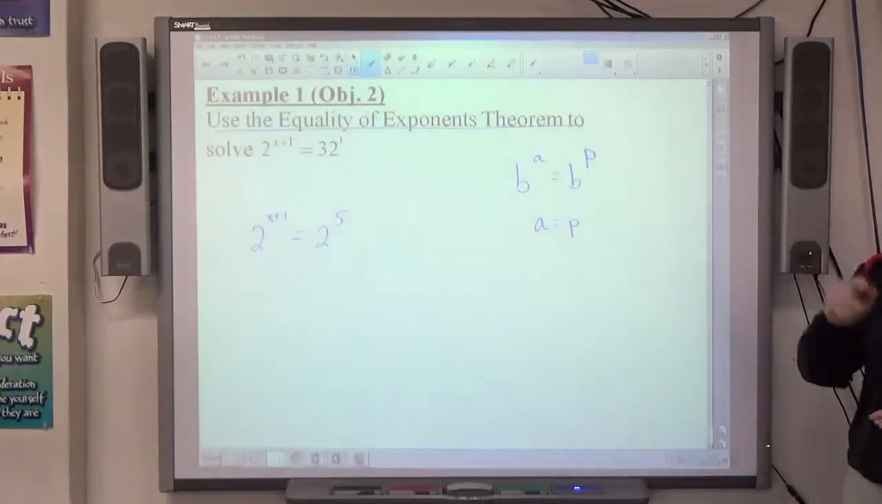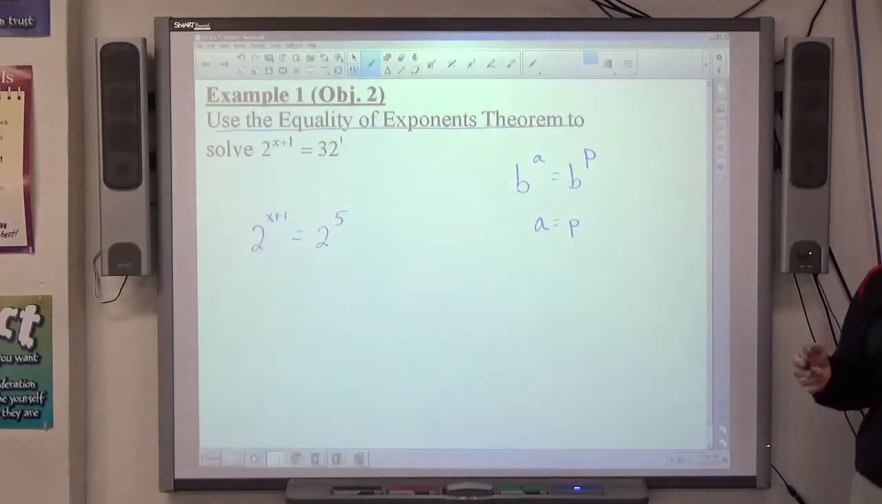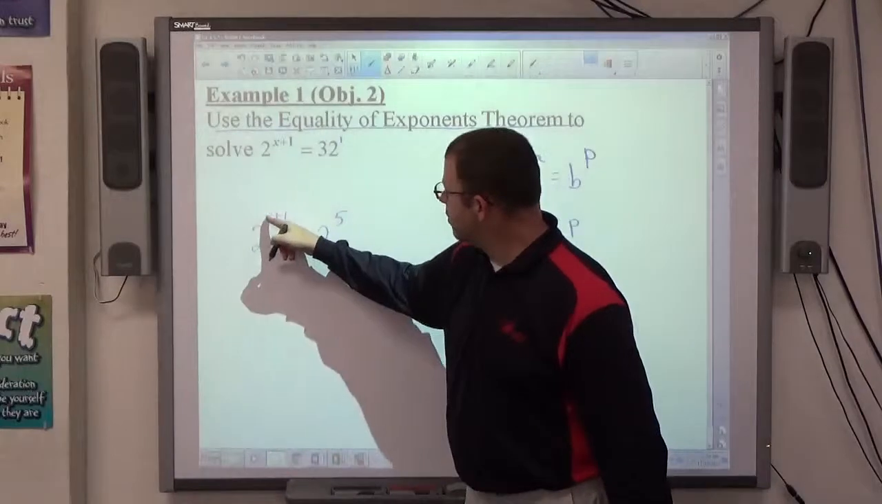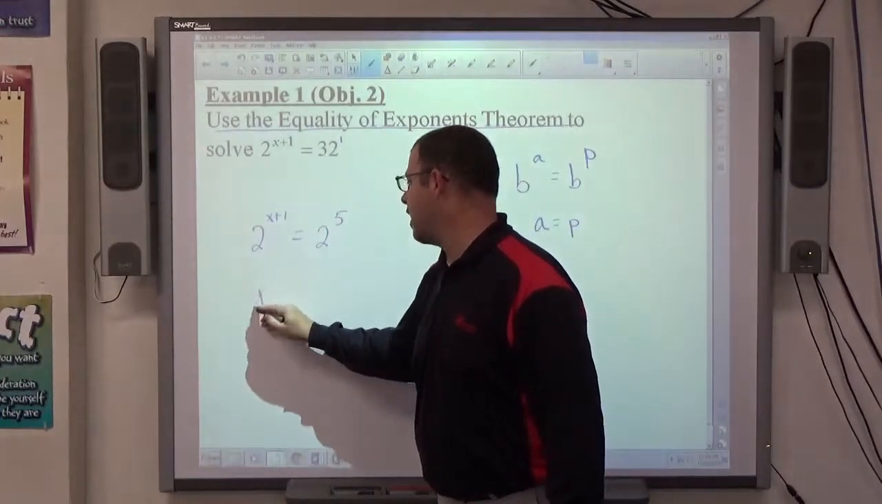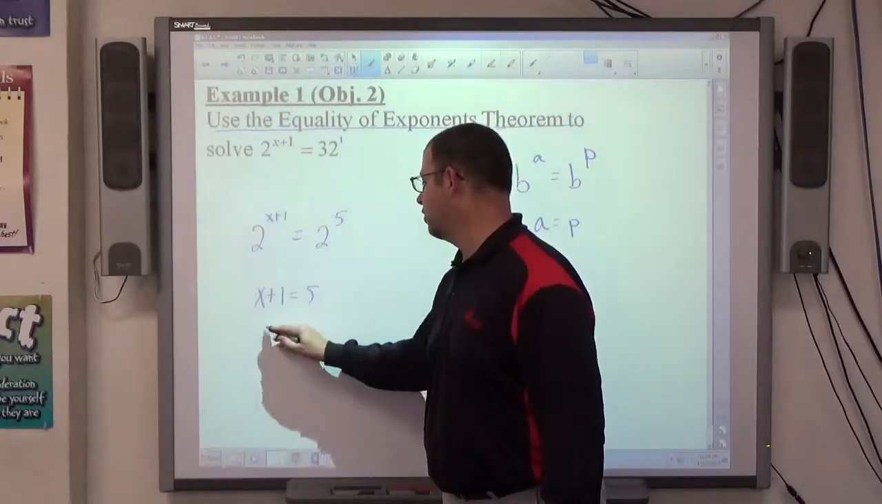So if they tell you to use that theorem, you have the ability to do that. Once we get 2 to the x plus 1 is equal to 2 to the fifth, therefore x plus 1 has to equal 5, so x must equal 4.